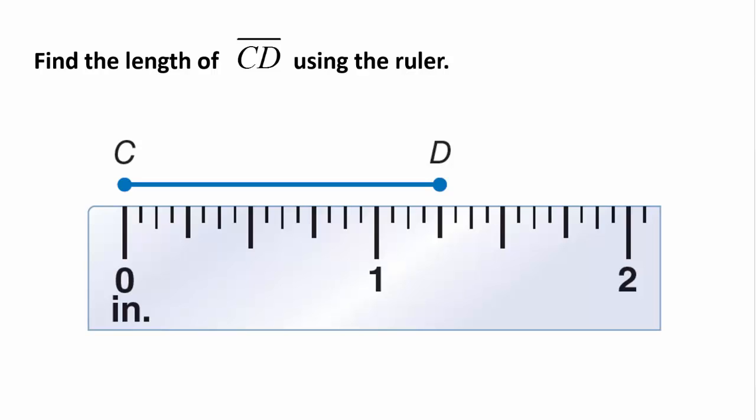We've got one last line segment to measure here. Line segment CD. We're going to measure it in inches. D is 1/4 of the way between 1 and 2. So I'm going to say 1.25 inches.